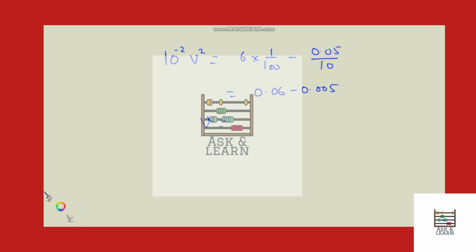So this V will be given by the square root of 6 minus 0.5, which is 5.5 meter per second, and it is calculated to be equal to 2.34 meter per second, the speed of the ball considering the force of friction also. This is the second answer for this given problem.